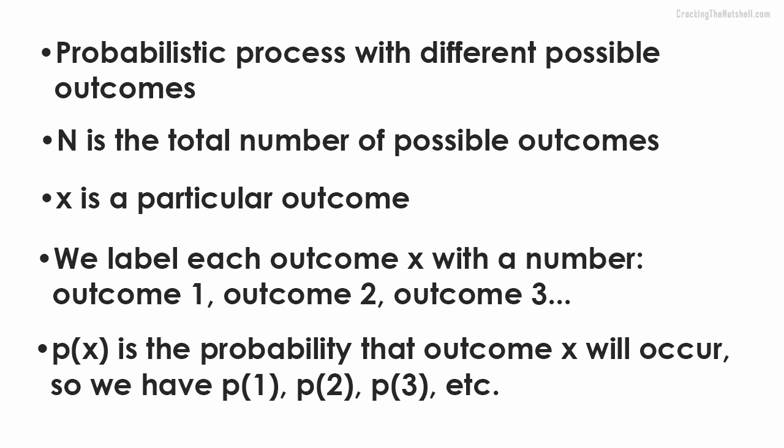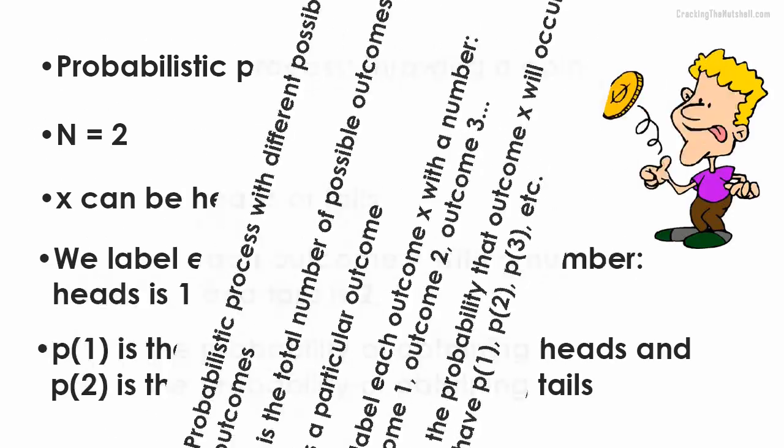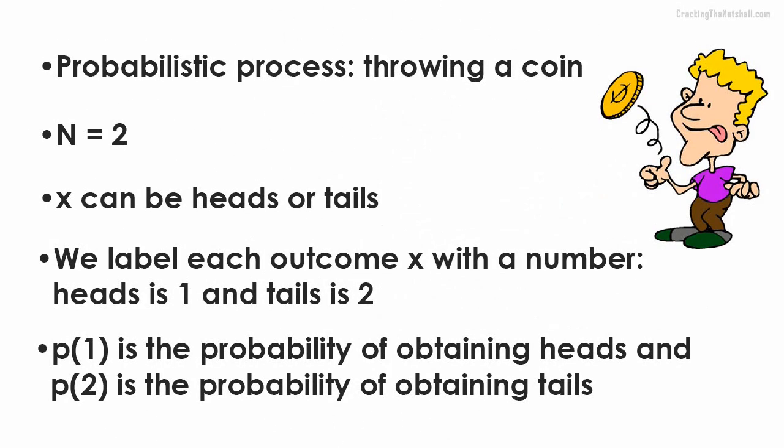Let's call the total number of possible outcomes n, and the probabilities of each outcome p of 1, p of 2, p of 3, and so on until p of n. For instance, let's say that the probabilistic process we're dealing with is the throw of a coin. In this case, the total number of possible outcomes is 2, so n equals 2. That is, heads and tails. Let's call heads 1 and tails 2.